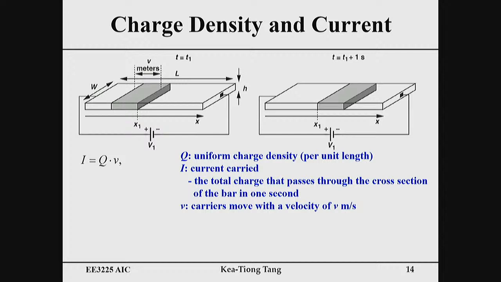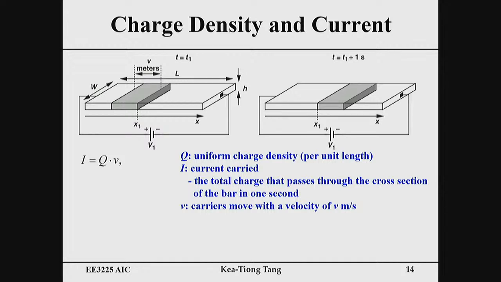So Q here is what we define as the channel charge density, which is the charge per unit length. And I is the current that can flow in the semiconductor. It's the total charge that passes through the cross-section of the bar in 1 second. So the current is, in 1 unit time, how much charge can flow. And v is the velocity of the carrier, in this case electrons.